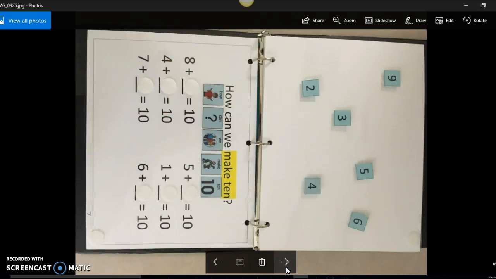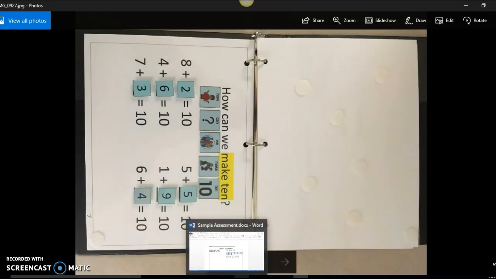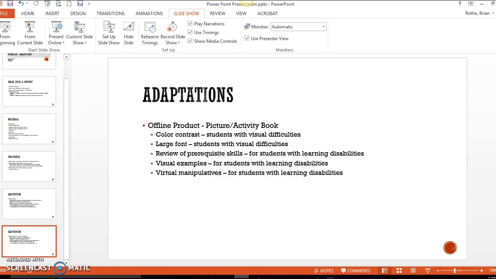And then on this page, they are matching the number to complete the tens fact. And I'll go back to the PowerPoint. So those are the adaptations, and that's it.